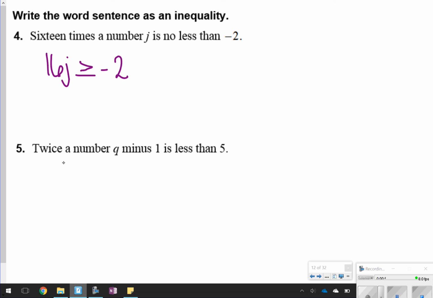Number 5, twice a number q minus 1, so 2 times q minus 1 is less than 5. The less than sign, and then 5. Remember, the less than sign also looks like an L that's being squished.